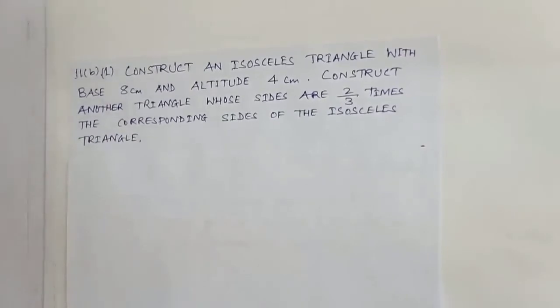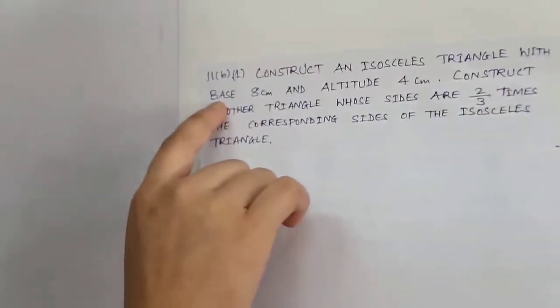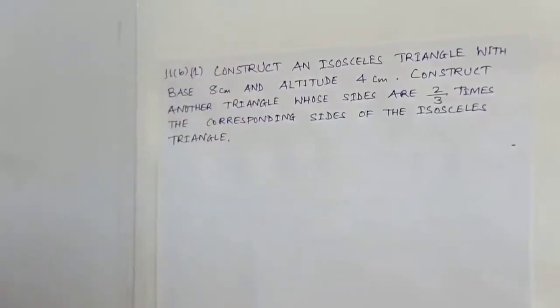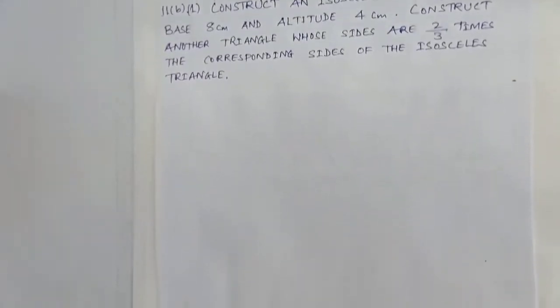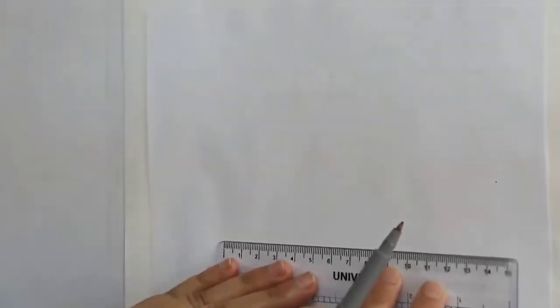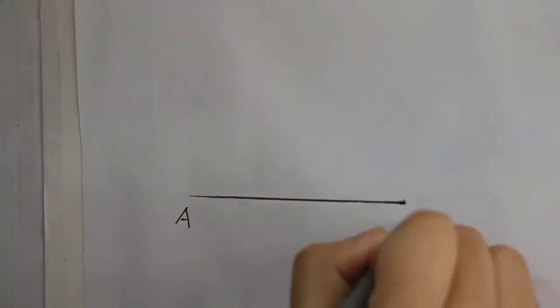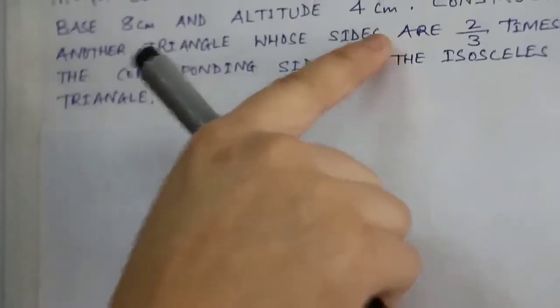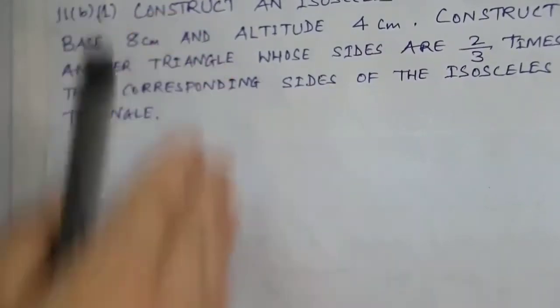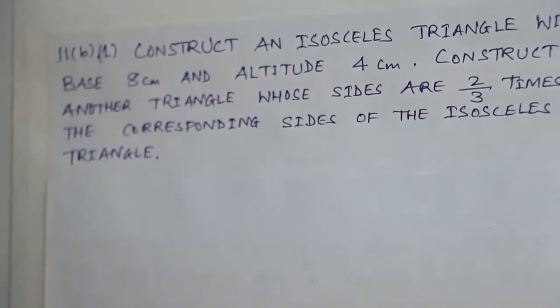First, we will draw the base of 8 centimeters. Take your ruler and draw exactly 8 centimeters. Call this point A, this point B. Next, we have to draw an altitude of 4 centimeters. We all know that altitude is always perpendicular to the base. So we will draw the perpendicular bisector of AB.